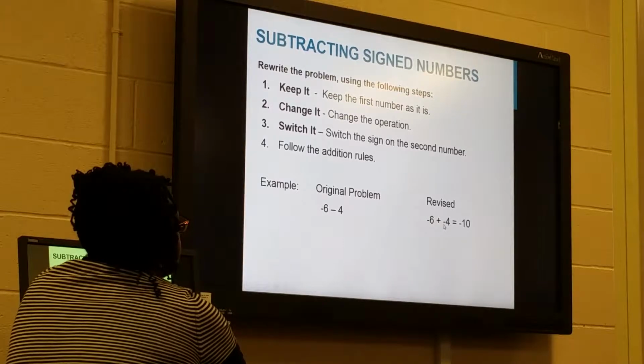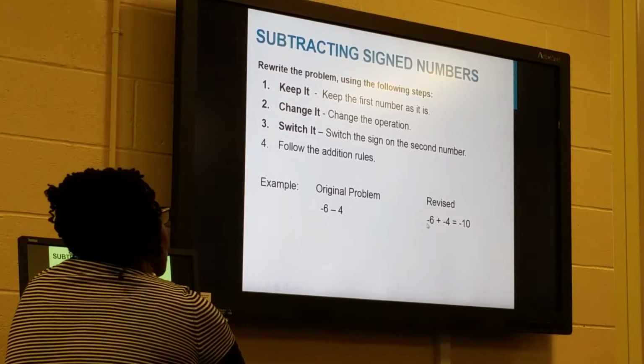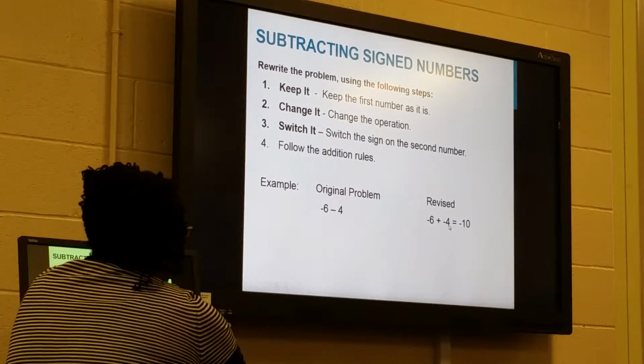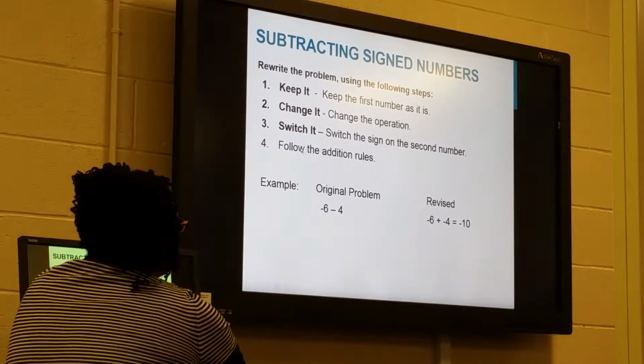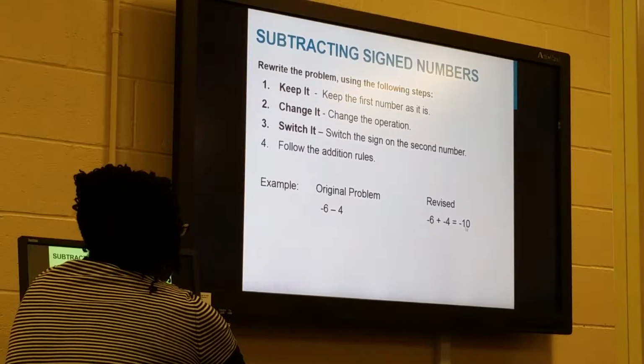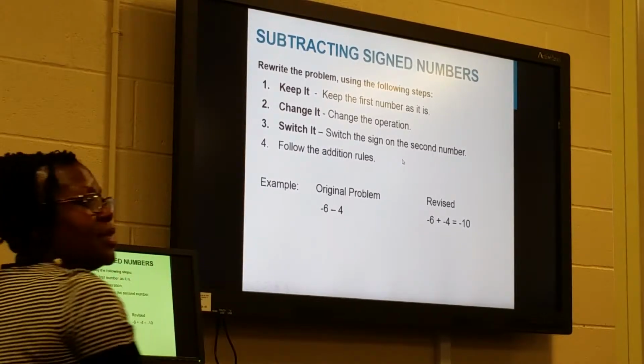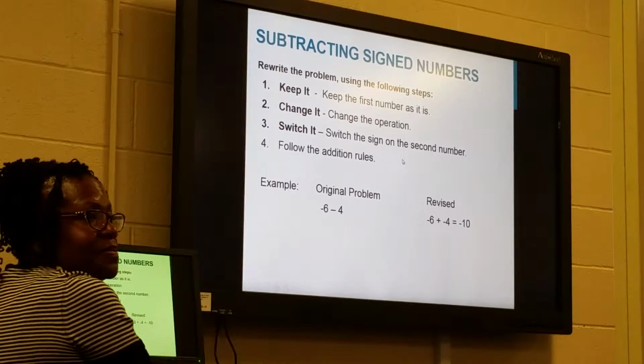And we switched it to a negative 4. So negative and negative, and follow the addition rule. So with a negative and a negative you add, and the sign stays the same, negative 10.